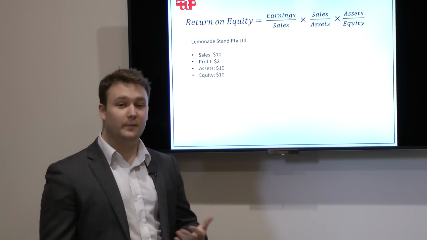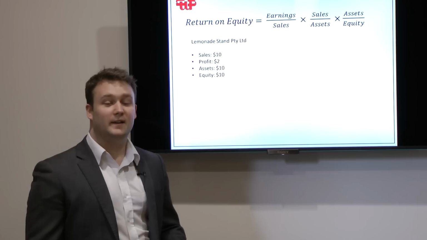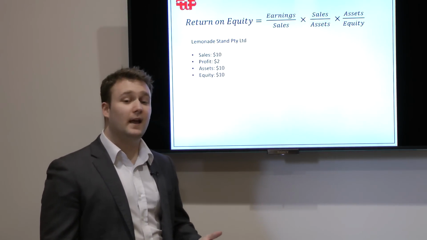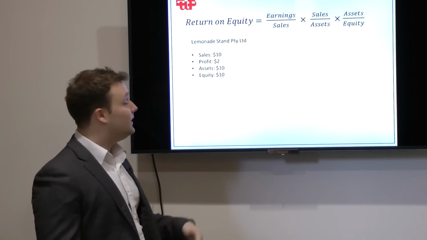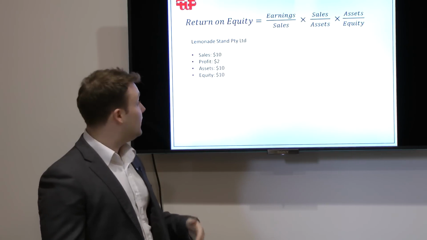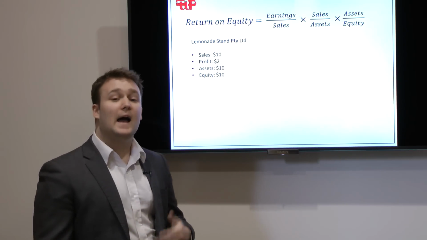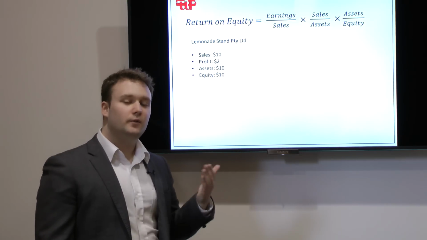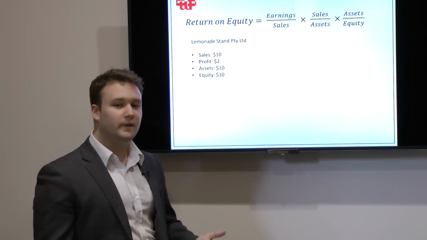Now, we're going to start up a company, and it's under the inspired name of Lemonade Stand Pty Ltd. It's been running for a year, and it has a set of financial metrics. It's got sales of $10, profit of $2, assets of $10, and equity of $10. Let's use the DuPont framework to have a look at this company.